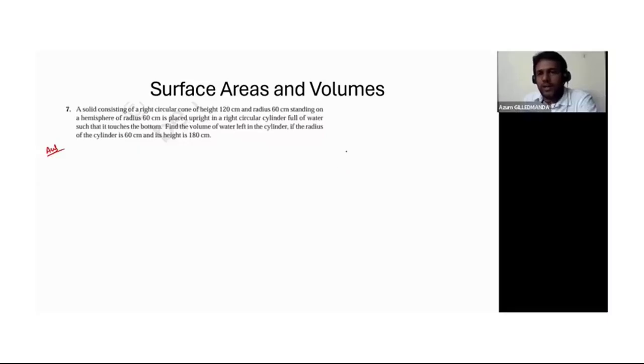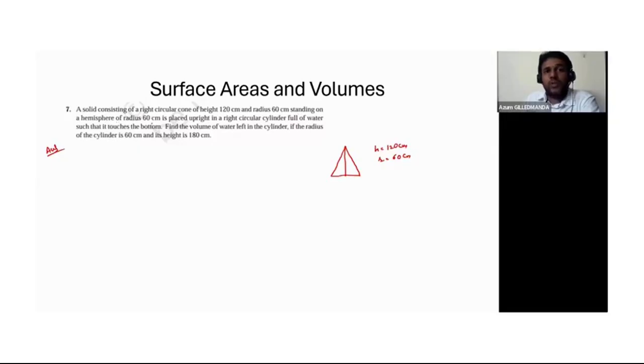Oh my God. Okay, so we need to give a lot of focus here. The shape is in the form of a cone, a solid consisting of a right circular cone. Let's say this is the cone. The height is given, h equal to 120 centimeters, and the radius is given as 60 centimeters. So for the cone, radius is given and height is given.